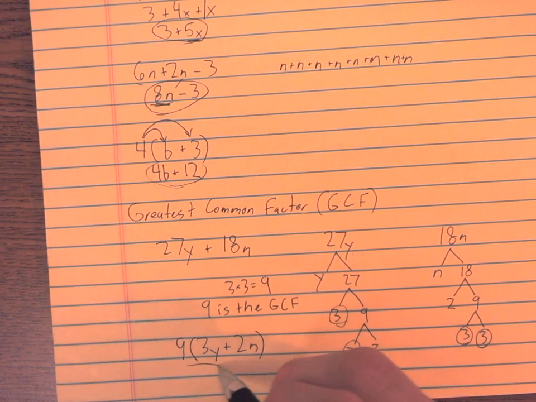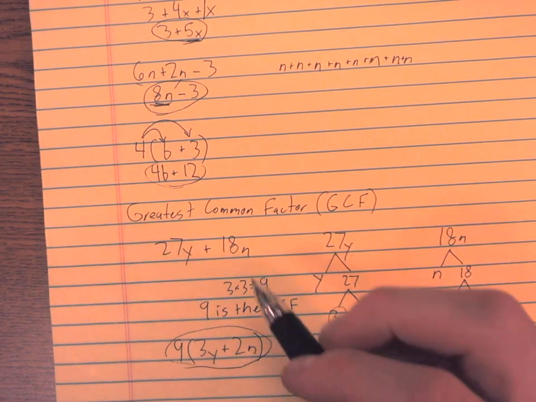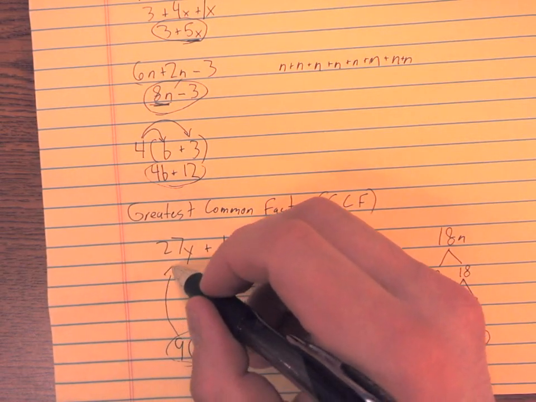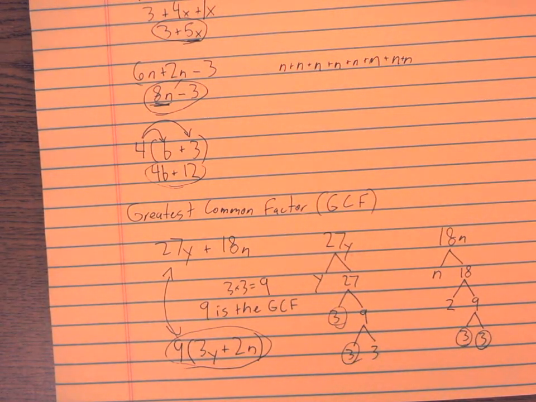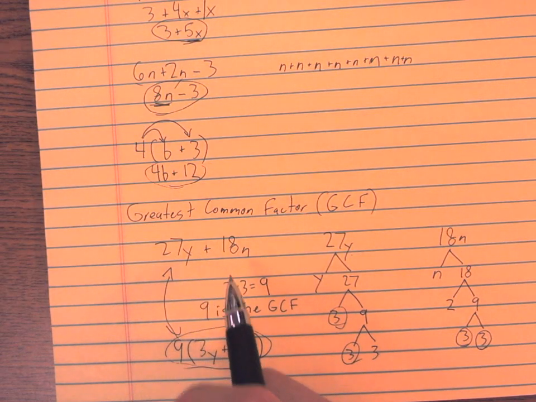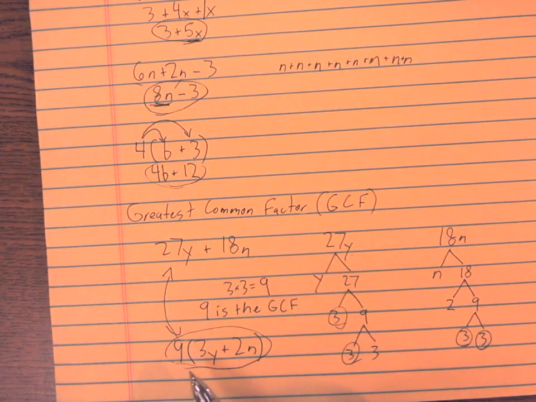And so that is equivalent to this expression. That's how I find another equivalent expression to 27y plus 18n. I have to pull out my greatest common factor and then fill in with what's left in the factor tree. So 2n, 3y.